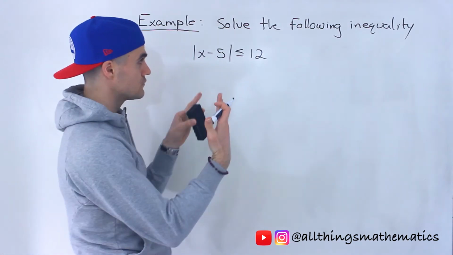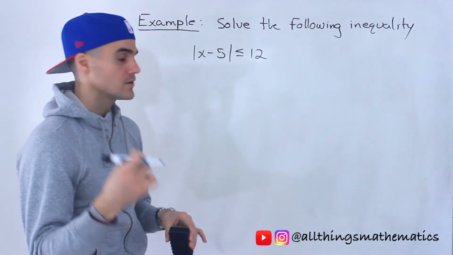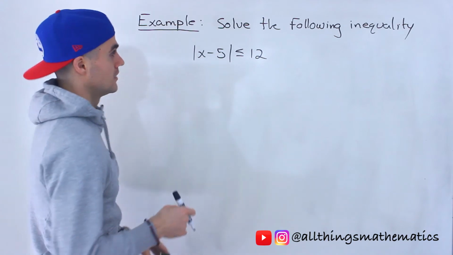In this question we have to solve this inequality. Notice we have the absolute value of x minus 5. We have to figure out when it is going to be less than or equal to positive 12.